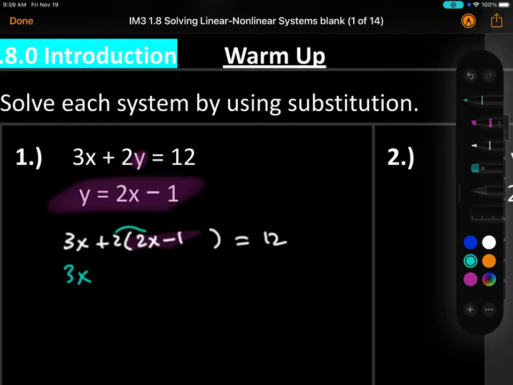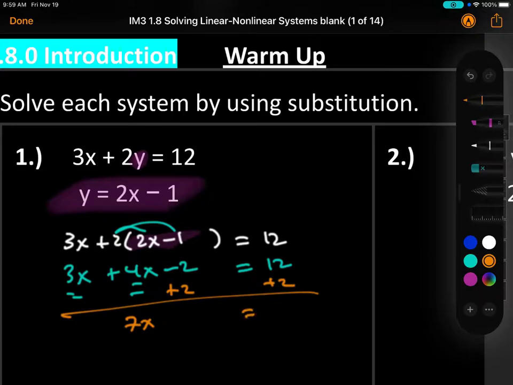And here we're just going to solve, so I'm going to distribute. 3x plus 4x minus 2 equals 12. Combine like terms, 7x. Add 2, you'll have 14. Divide by 7, x is equal to 2.